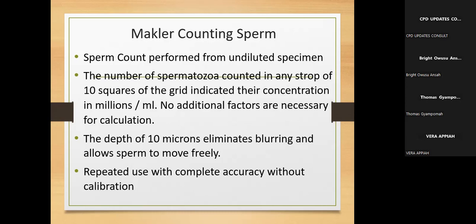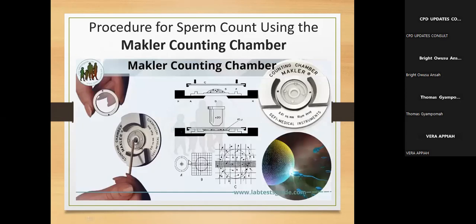Very, very simple. All right. So here you count the sperms in any 10 squares under the grid, and then no additional factors are necessary. The depth of the 10 micrometer is, I mean, everything is set. Okay. And that is very, very simple. So this is the entire thing.